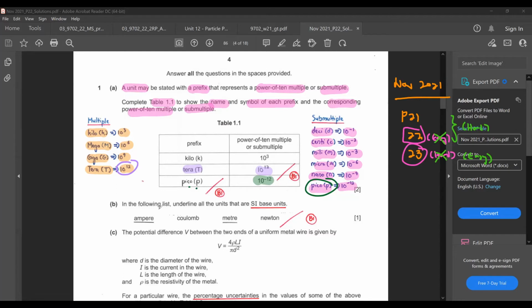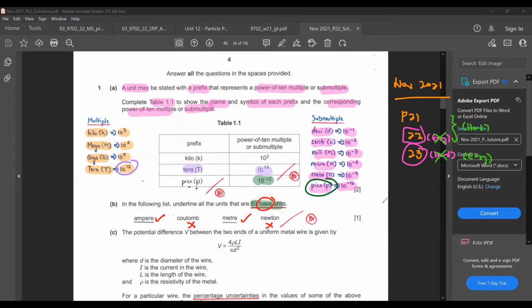Now in the following list, underline all the units that are SI base units. So the keyword here must be base units. Ampere is an SI base unit. Meter is an SI base unit. Coulomb is not an SI base unit. Newton is not an SI base unit.